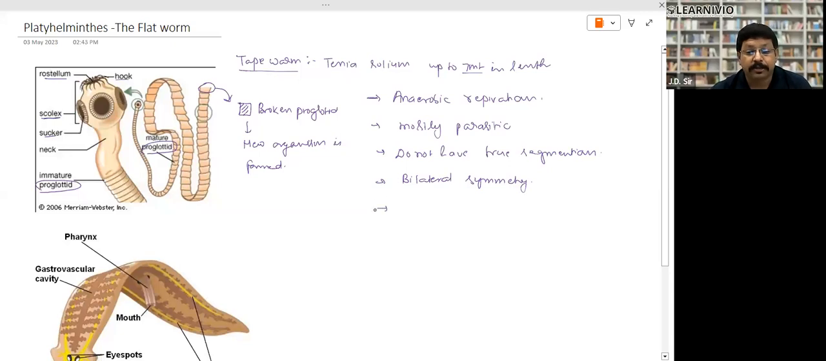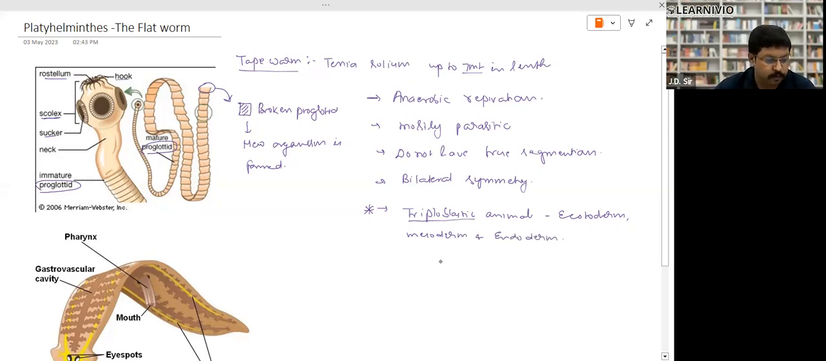They are triploblastic. You have to remember, they are the first organisms which are triploblastic. That is the question. So in animal classification, the first triploblastic animals are flatworms, right? They have ectoderm, mesoderm, and endoderm. So the body is made up of 3 layers. So they are triploblastic.